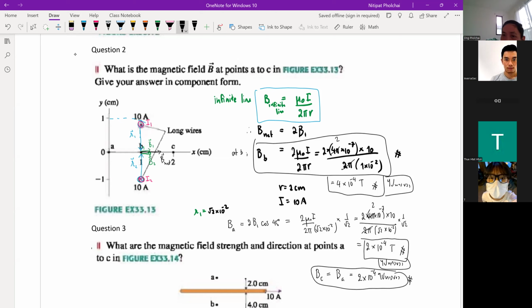And I plug in the numbers. Mu naught is 4 pi times 10 to the negative 7, and I is 10 ampere, and my R is basically 1 centimeter, right? From the picture. So that's my R. And I just plug in the numbers and I easily get 4 times 10 to the negative 4 Tesla to the right. Or you can say plus x direction.